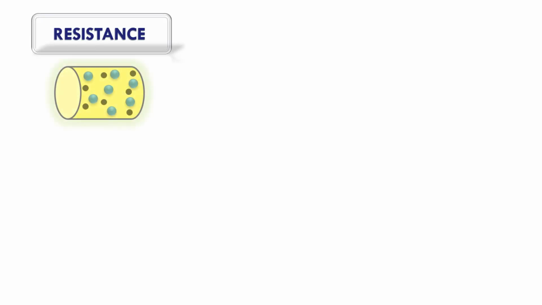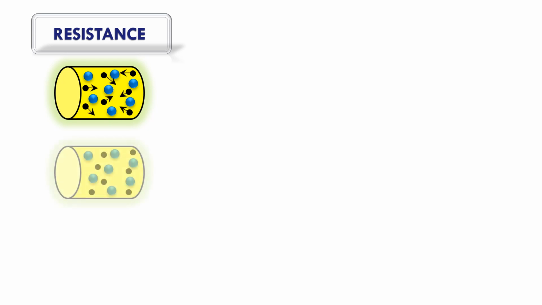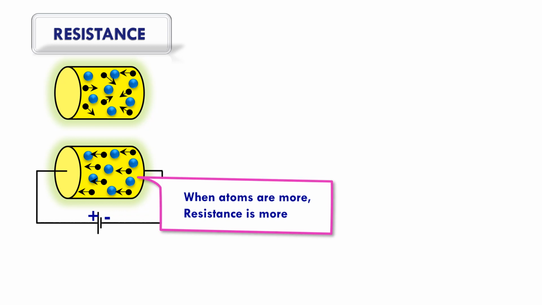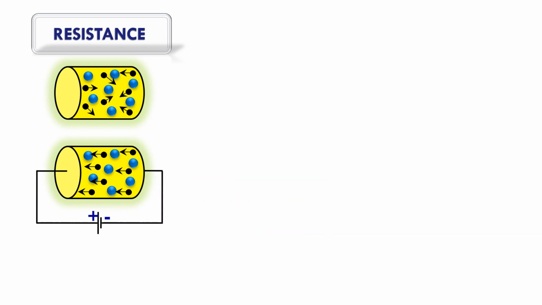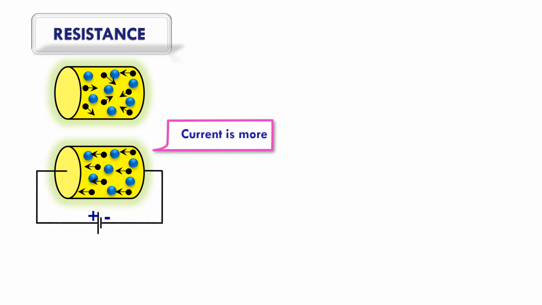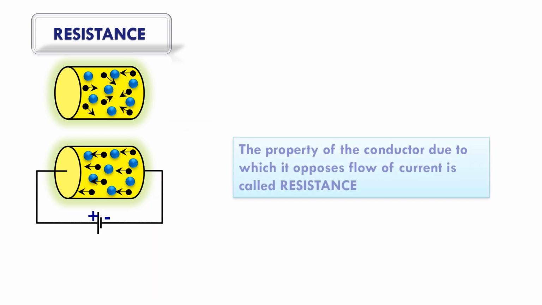Now resistance. The same conductor is connected with a battery. When atoms are more, resistance is more and current is less. When atoms are less, resistance is less. Current is more. The property of the conductor due to which it opposes flow of current is called resistance.